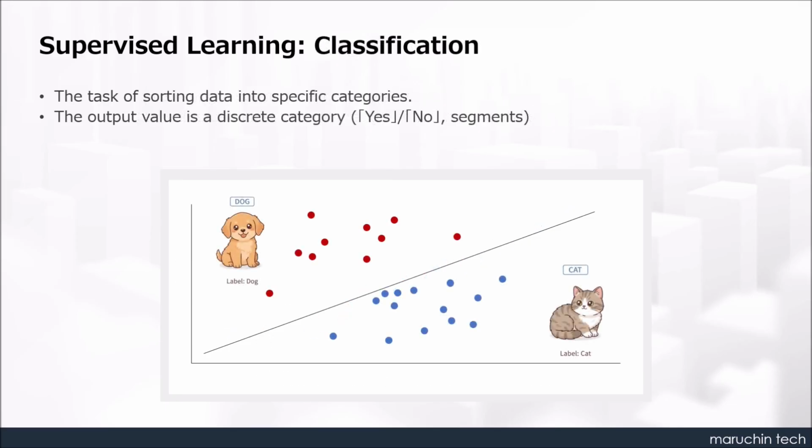Next is classification. This is the task of sorting data into specific categories. Unlike a regression, the output here consists of discrete categories. Common examples include binary classification, like deciding yes or no, or multi-class classification, like identifying whether an image is a dog or a cat.